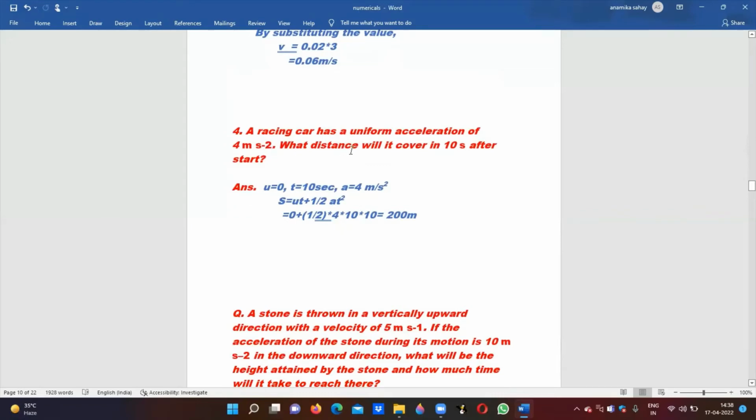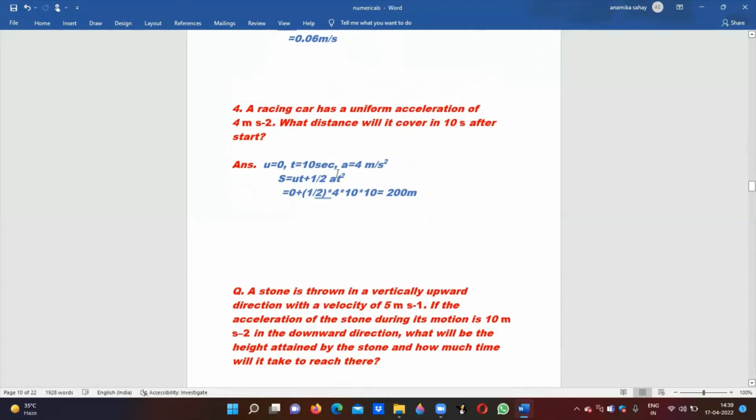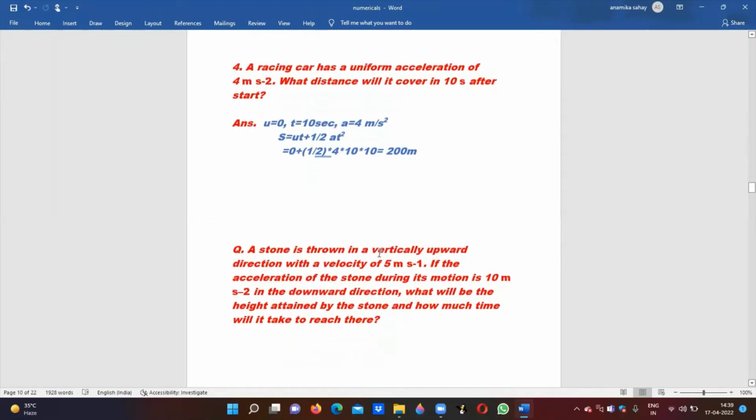A racing car has a uniform acceleration of 4 meter per second square. Acceleration is given, but what distance will it cover in 10 seconds? Time is also given after start. A racing car means first it must be in rest position, so u is equal to 0. Time is given, acceleration is given. By using the formula s is equal to ut plus half at square, we will get the value and answer.